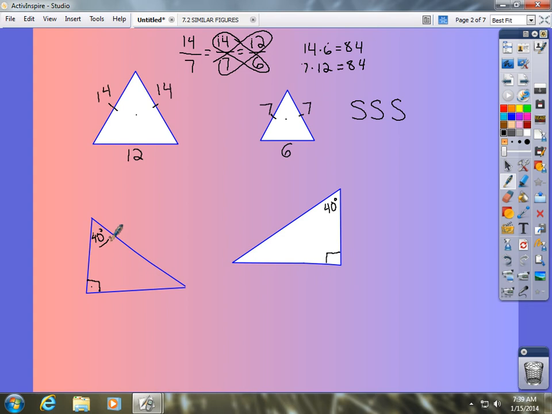Now looking at the two triangles below it, I have a 90-degree angle and a 40-degree angle, and on this triangle I have a 90-degree angle and a 40-degree angle. These two are similar because of the angle-angle similarity. Why can we say that these are similar? Because if I know that this is 90 and this is 40, I take 180 and subtract 90 and 40, and I'm left with 50. Same thing over here. So I have three angles that are all congruent, which means the figures are similar.